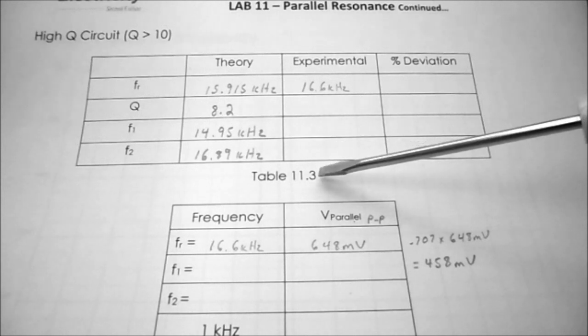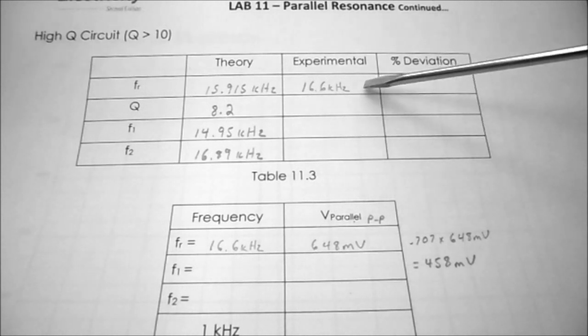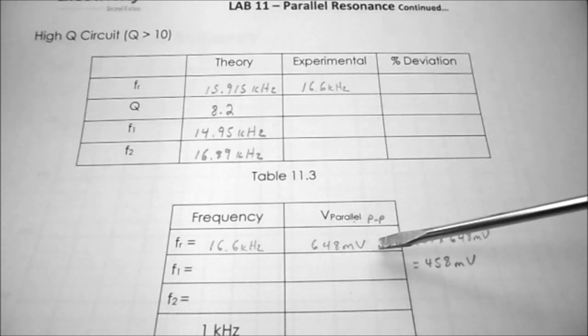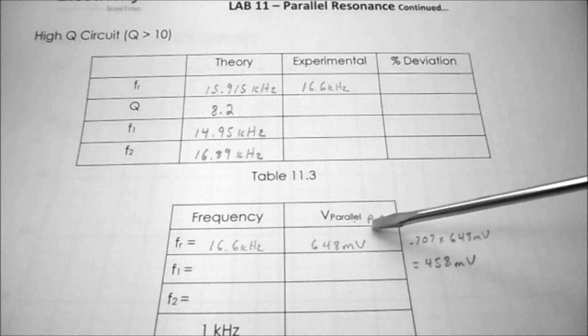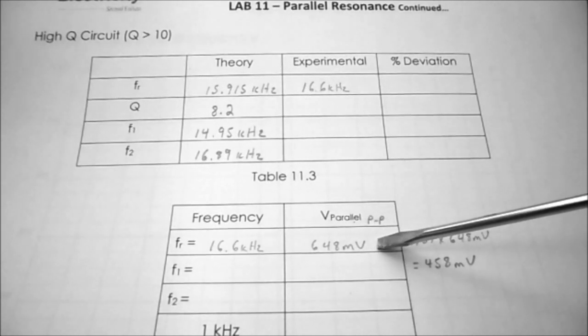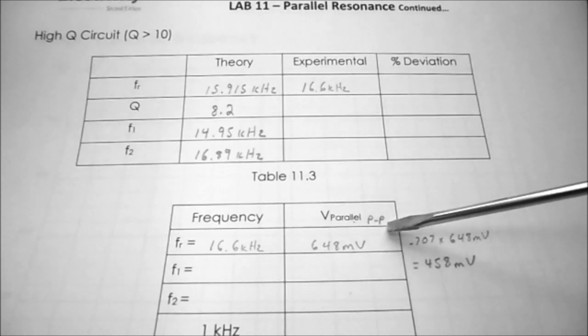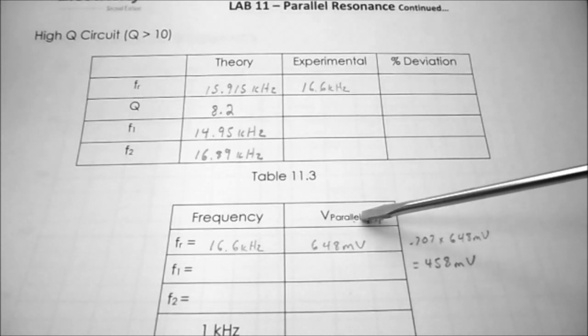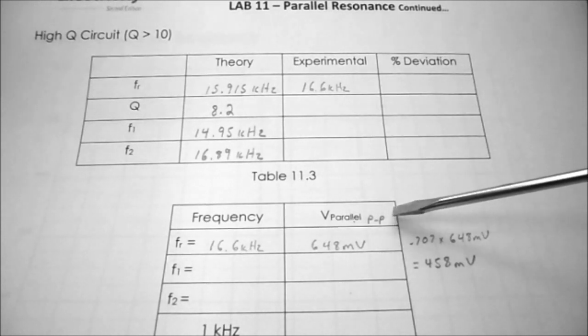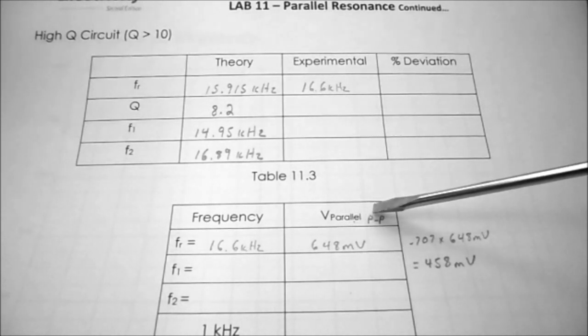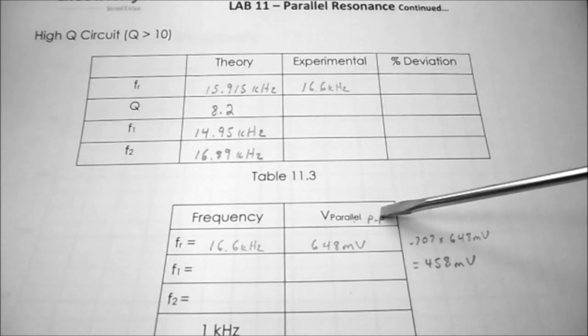So on table 11.3, I've recorded my resonant frequency as 16.6 kilohertz. And in table 11.4, I've also recorded V parallel as 648 millivolts. And it doesn't hurt for you to put in comments on your lab pages so that when you come back a month or two from now, you know that V parallel was actually volts peak to peak.